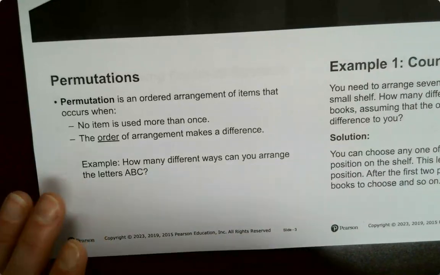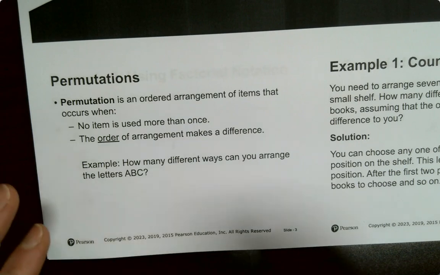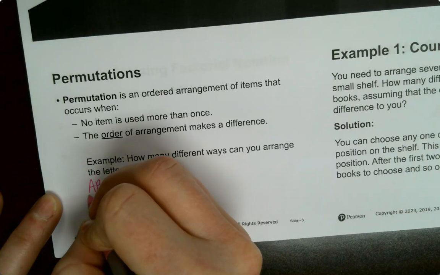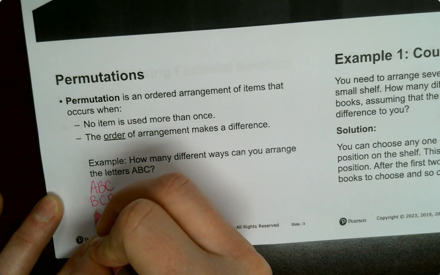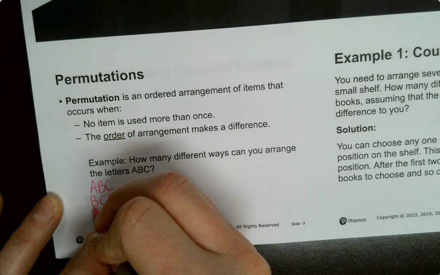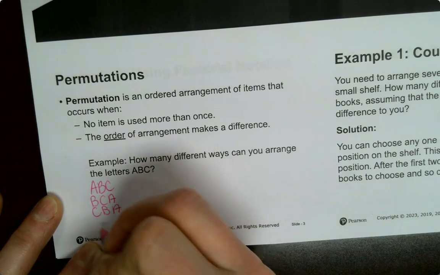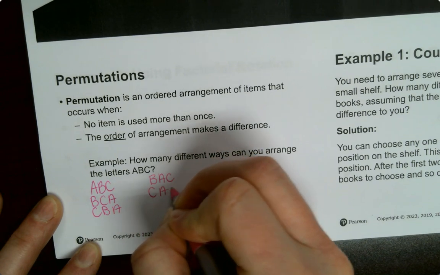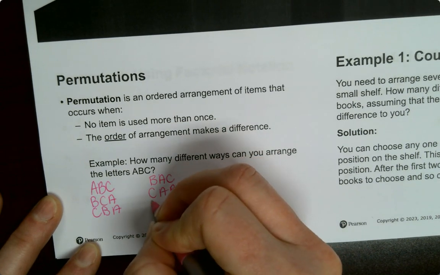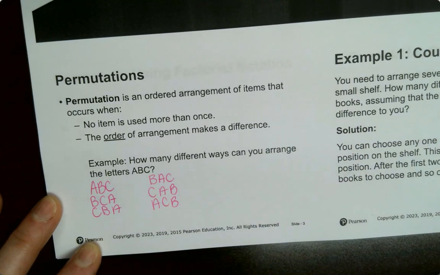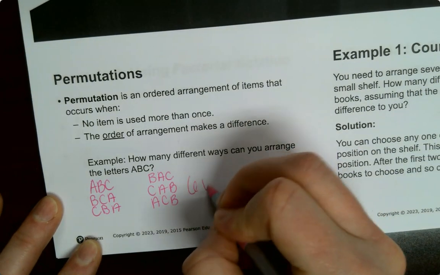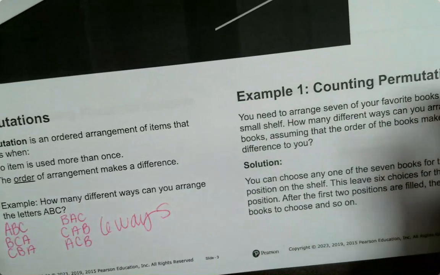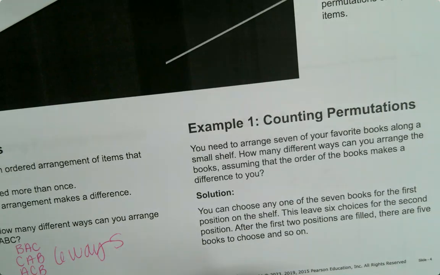So let's look at how many different ways you can arrange A, B, C. You can do A, B, C, or you can do B, C, A. You can do C, B, A, B, A, C, C, A, B, and A, C, B. Those are all the different ways. So there are 6 ways. Okay. Let's look at how we could count permutations.